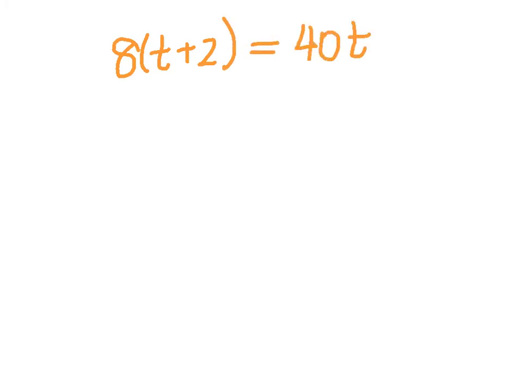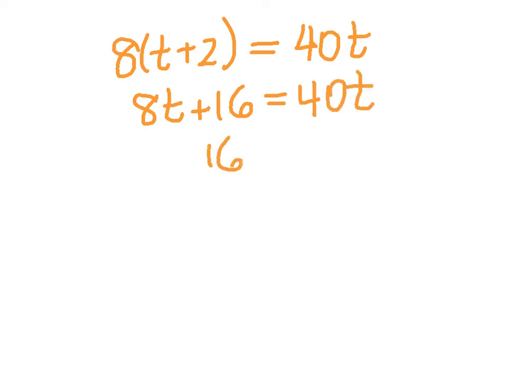Because the distances are the same, I can say that Timothy's distance is equal to your distance. And now we have an equation that we can solve. By distributing the 8, we get 8t plus 16 equals 40t. Subtracting 8t from each side, I get 16 equals 32t. And then dividing by 32, I get 1/2 equals t, where our time is in hours.